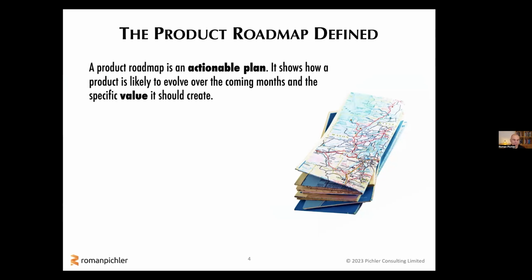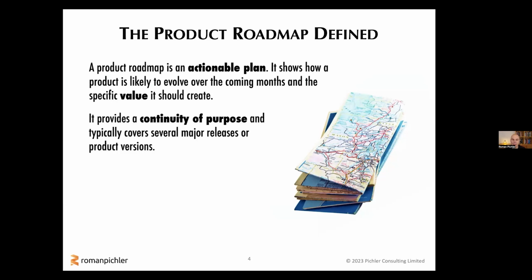Now, generally speaking, I do find product roadmaps helpful. I do find they can be helpful tools for Scrum product owners. And there are several reasons, two of which I'd like to share with you briefly. The first one is they offer a continuity of purpose, as they typically cover several major releases or product versions. So when you work with Scrum, sometimes teams only think from sprint to sprint, from sprint goal to sprint goal. And that can lead to, how should I put this, quite a limited view of what's ahead.